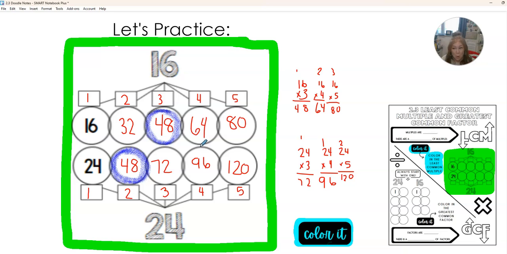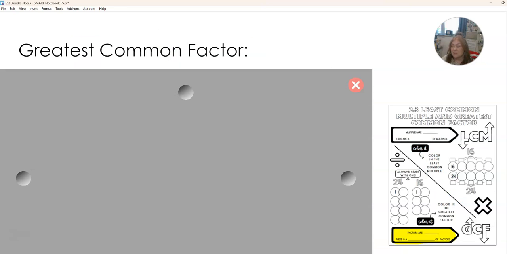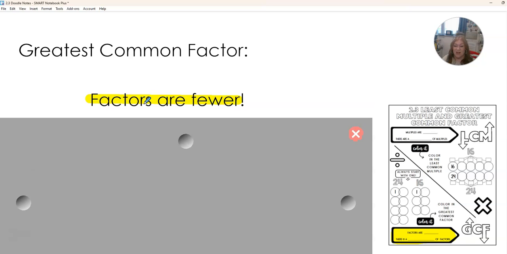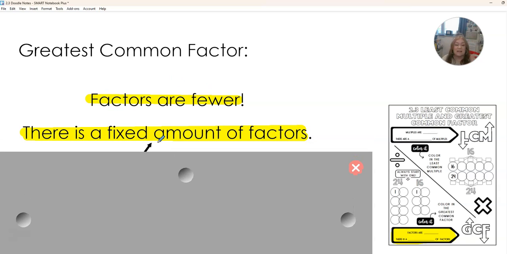Multiples are more. All right, so now let's switch and we're going to learn about the greatest common factor. Lots of us hear the word greatest and we want to start multiplying. But we already multiplied, right? We already did multiples. So let's take a look at what we know. Factors are fewer, right? F. Fewer. Factors are fewer.